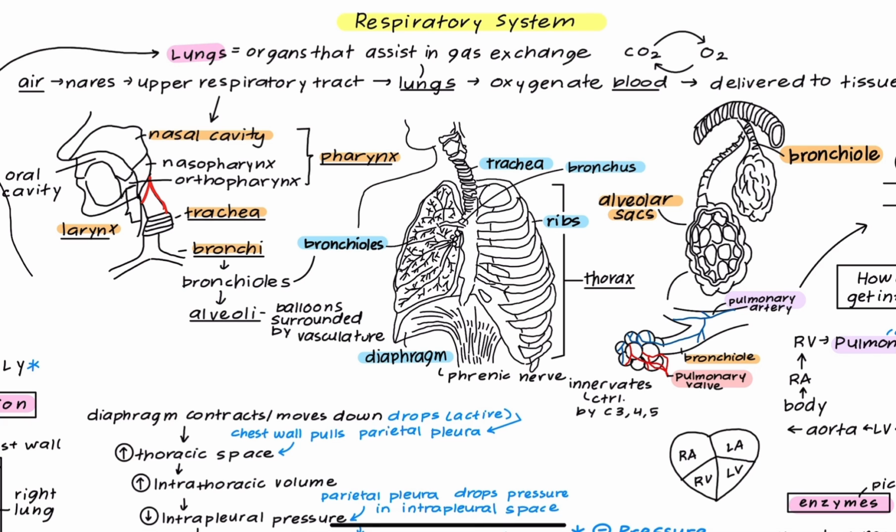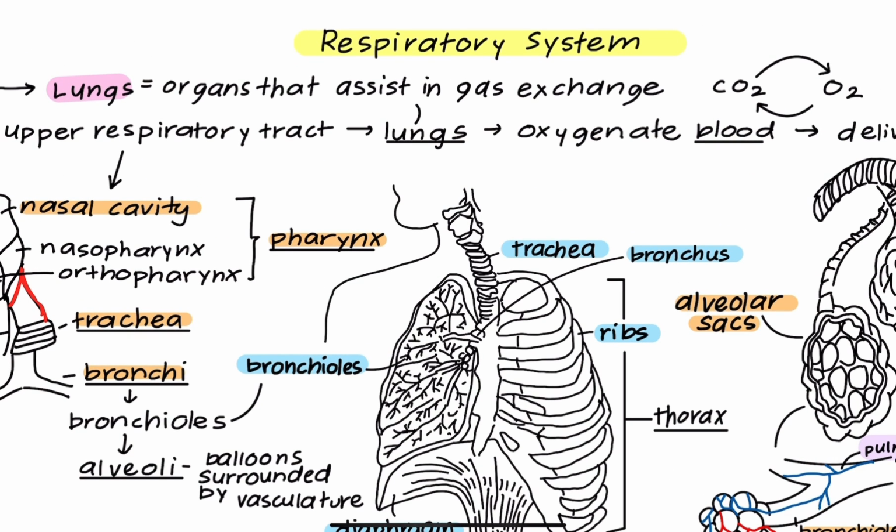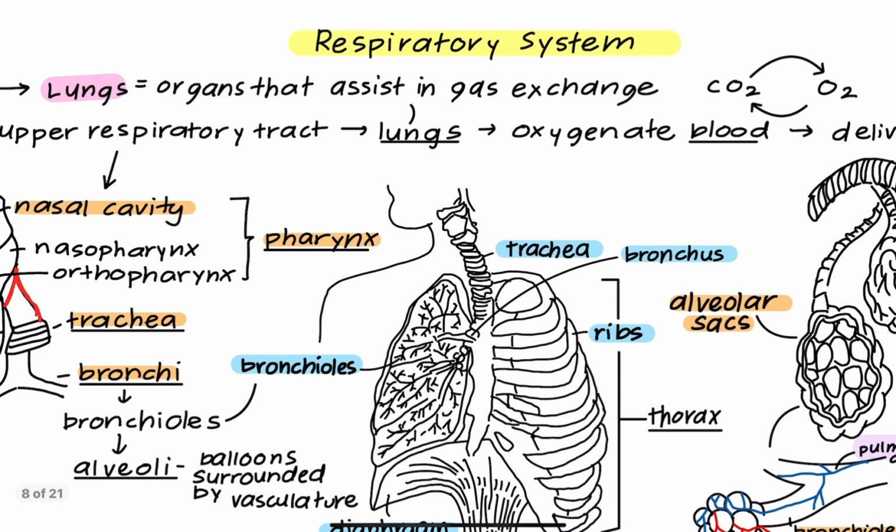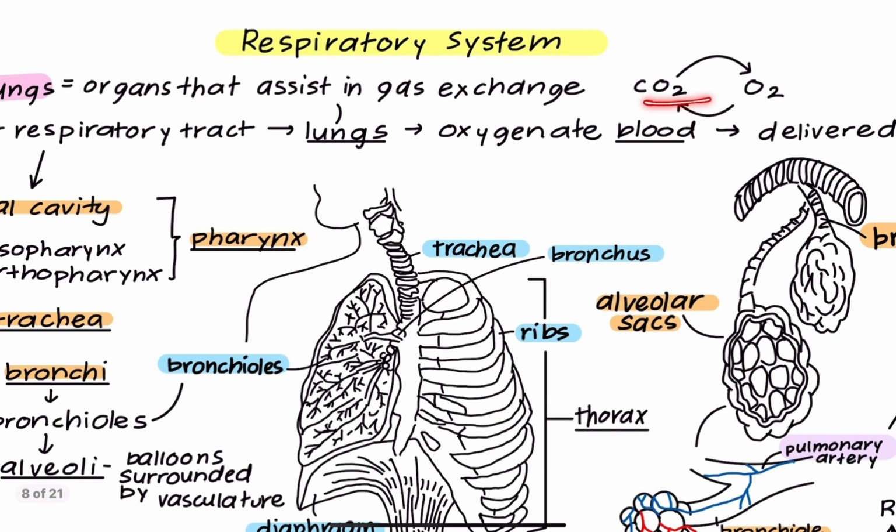Let's get started. So today we're going to be talking about the respiratory system. So the main functional unit in the respiratory system are the lungs. These are the organs that assist in gas exchange. And you might be asking what kinds of gases? Well, we're talking about carbon dioxide and oxygen.